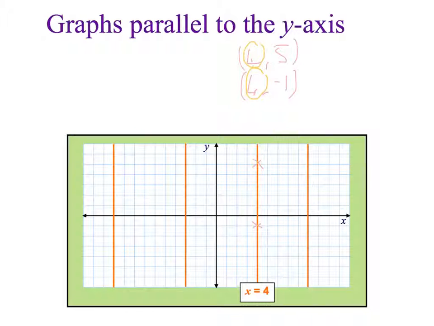Please pause the video, have a go yourself. And you should have found that this was x equals 9. This was x equals minus 3. And this was x equals minus 10.